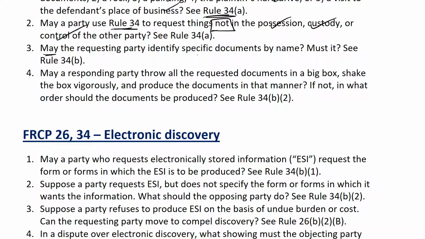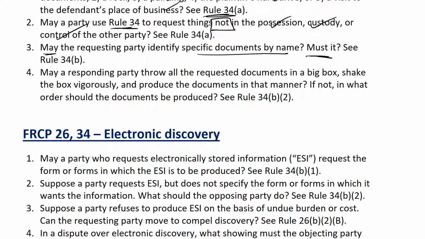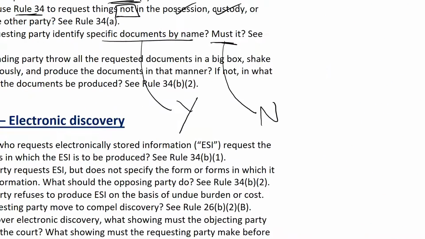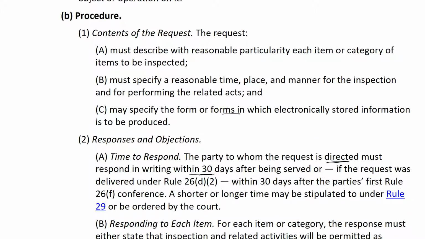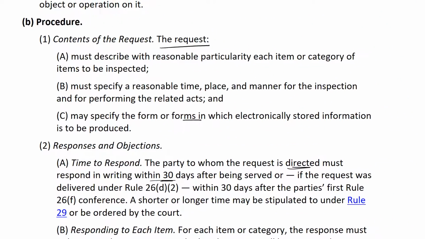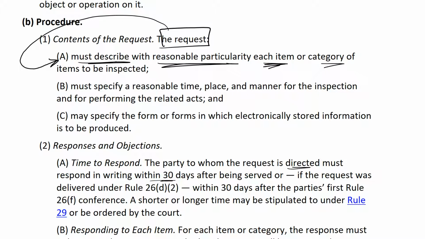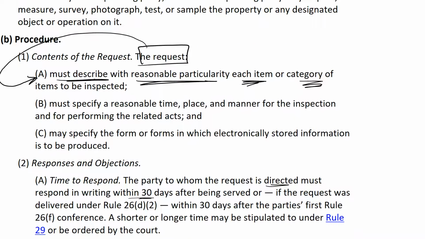Can you request documents by name? Must you? The quick answer is yes. Must you? No. In fact, why would you? So here we look at 34(b). All right. The request must describe with reasonable particularity each item or the category of items to be inspected. So I could identify by name the document or thing I want, right?